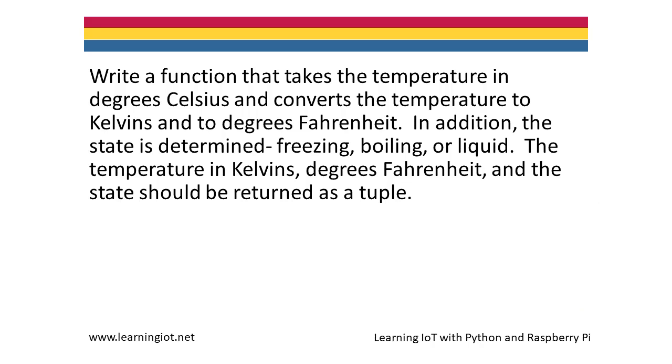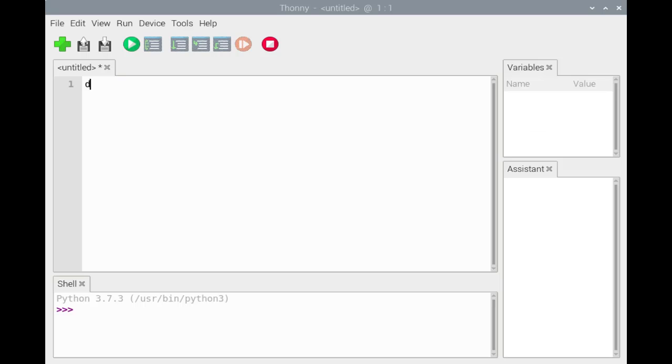A tuple can be passed to a function, and it can be returned by a function. We'll write a function that takes the temperature in degrees Celsius and converts the temperature to kelvins and to degrees Fahrenheit. In addition, the state is determined: freezing, boiling, or liquid. The temperature in kelvins, degrees Fahrenheit, and the state should be returned as a tuple.